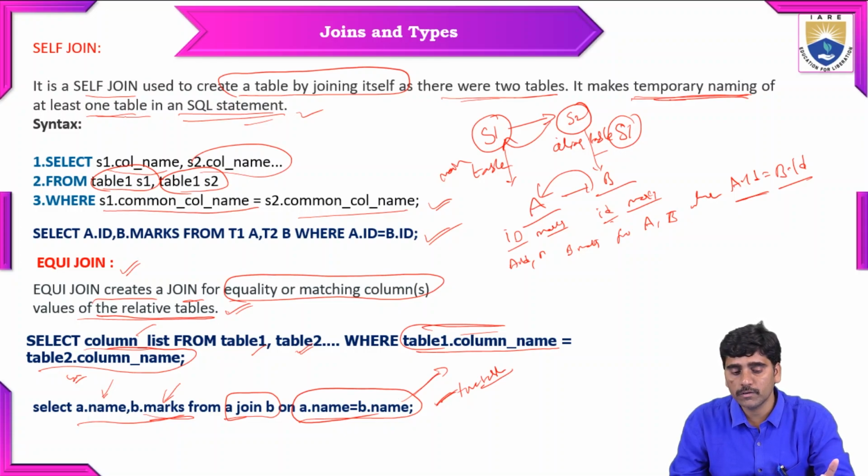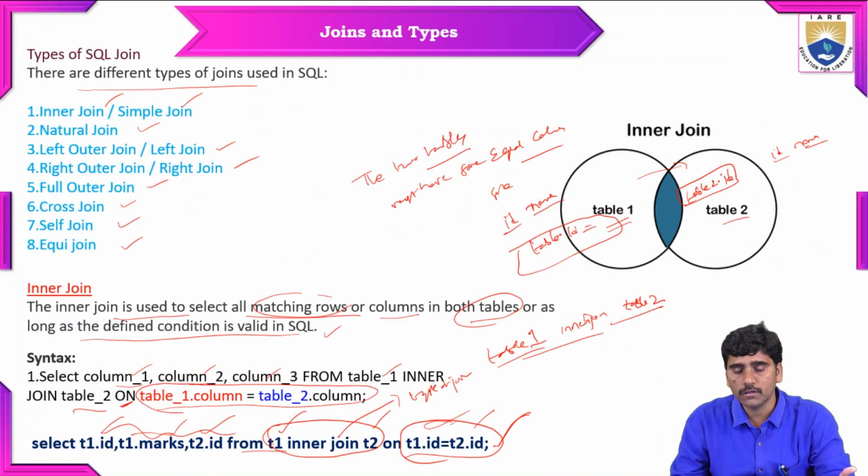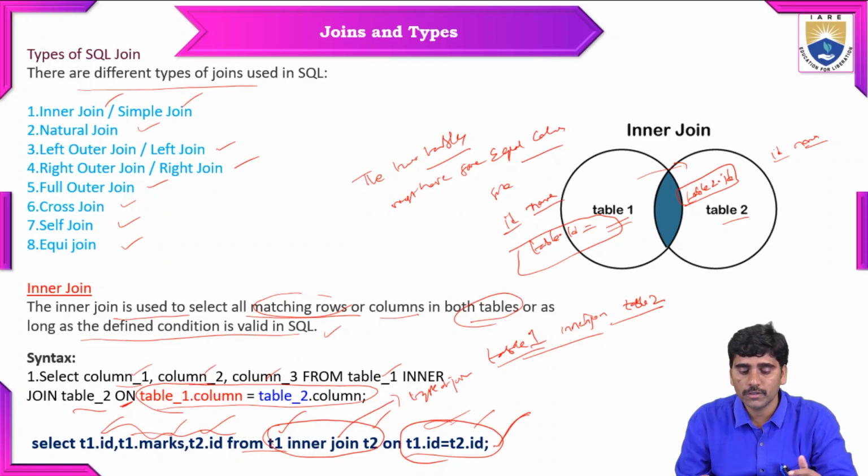Once again we revise the topics which we discussed in this session. The first one is what is meant by join. Join is a mechanism that performs the operation on two tables and displays the result. There are different types of joins: inner join or simple join, natural join, left outer join, right outer join, full outer join, cross join, self join, and equi-join.